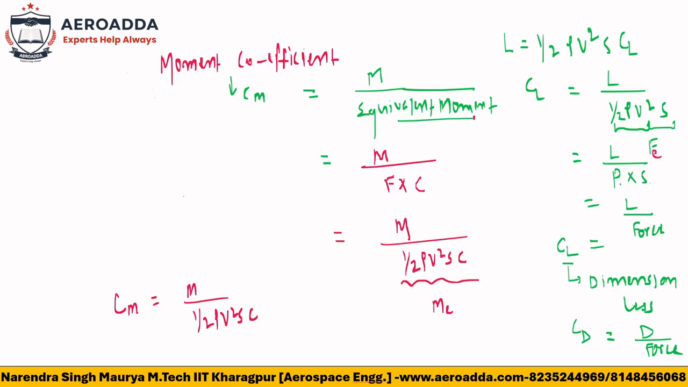moment divided by equivalent moment. Similarly, the force coefficient is force divided by equivalent force. So pressure into area becomes force. So force into one distance, which is called chord length, F into C. So it becomes half rho v square SC. So this is now the equivalent moment. Half rho v square SC will be the equivalent moment.